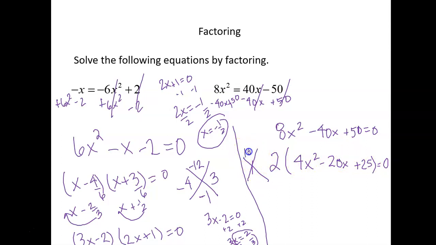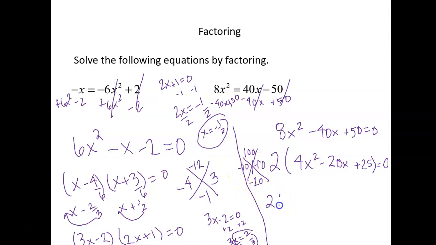4 times 25 is 100. And I need two numbers that multiply to 100 and add to negative 20. Let's see, 5 and 4. Oh, I think it's just 10 times 10. I would want them both negative because negative 10 times negative 10 gives me a positive 100, and negative 10 plus negative 10 gives me negative 20.